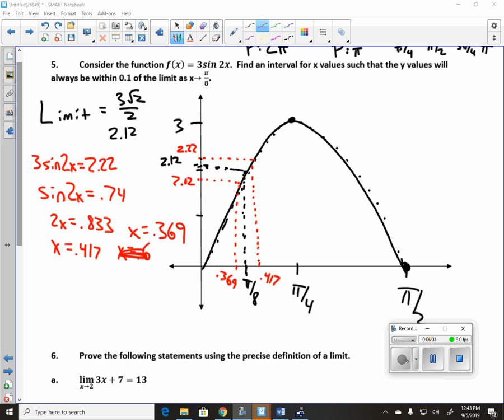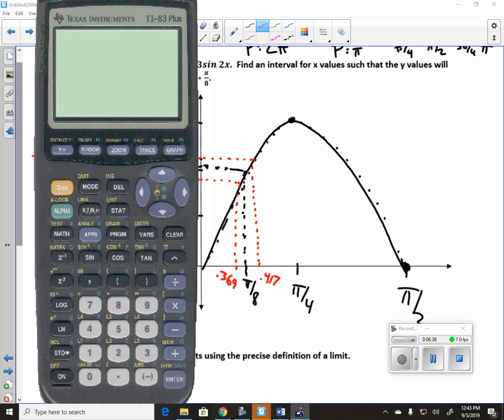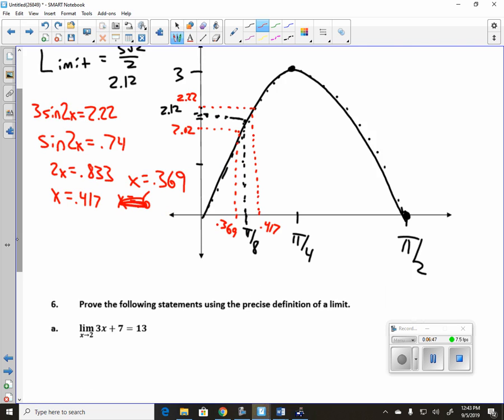What do I do? I subtract them, right? Very good. So we haven't found delta yet, folks. We've got to find delta. So we take that pi over 8, see what that is, and subtract 0.369. And we get a delta value of 0.024.